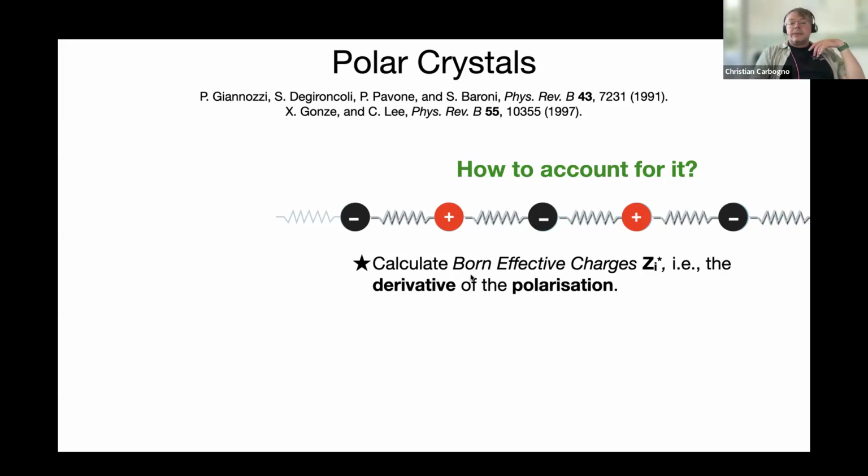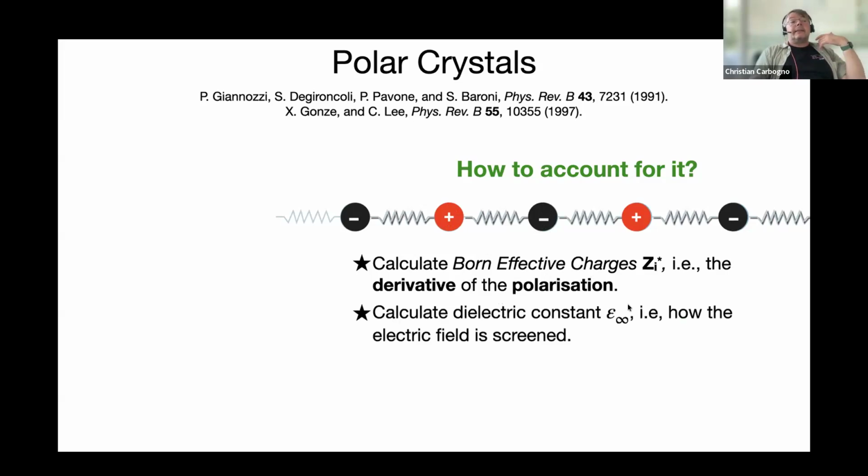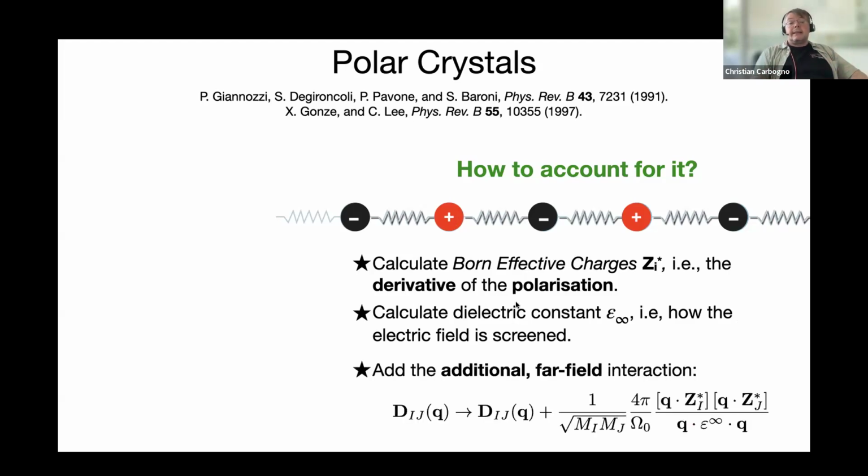And for oxygen, you will get minus 1.97 as a charge. Then you can also calculate the dielectric constants. This tells you how the electric field generated by such a displacement is screened by other atoms. And then with this information, you can construct the electric field acting in that system at variable Q points. And then you can add that in hindsight to your dynamical matrix, with such an expression that essentially covers this kind of interaction as a function of the Q point and as a function of your Born effective charges.